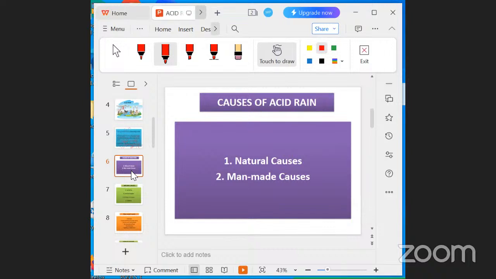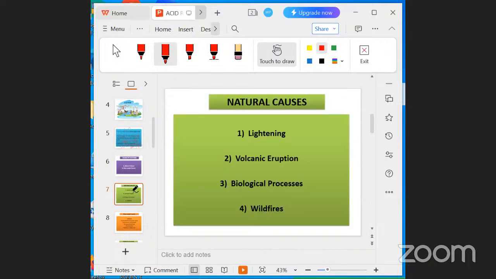Now, what are the causes of acid rain? Acid rain is basically caused by two types: first natural causes and second man-made causes. Natural causes include lightning, volcanic eruptions, biological processes, and also wildfires. These are the natural causes of acid rain.